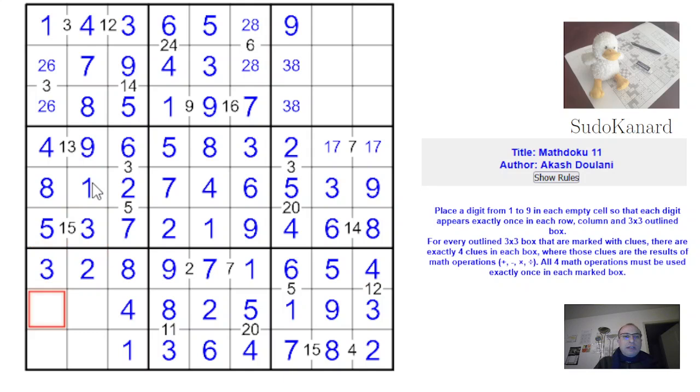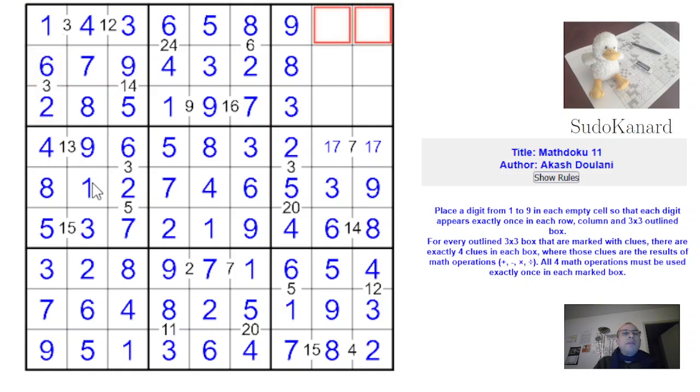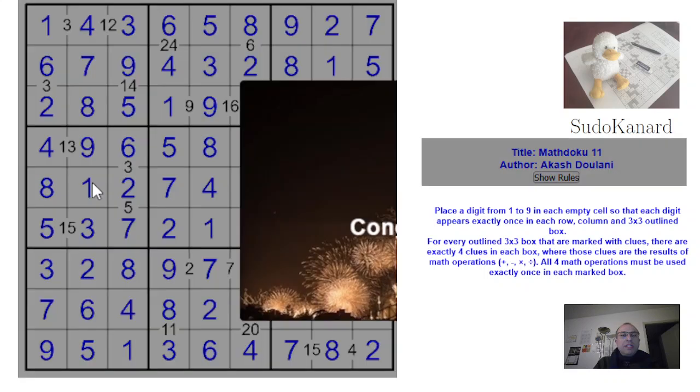Here I need 7 and 9. Here I need a 6, and this is 5. This 8 here disambiguates that, and that, and that. Here we're left with 2 and 7, so this is 2, this is 7, 1, 7, 1 here, 5 there, 4 here, and 6 there.